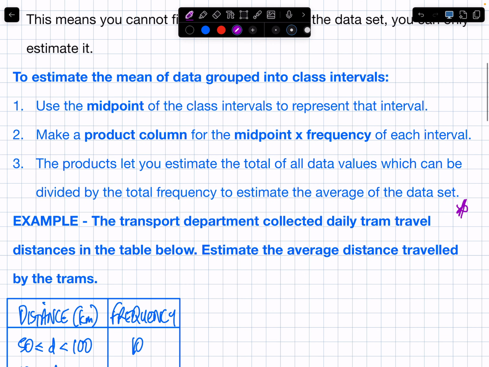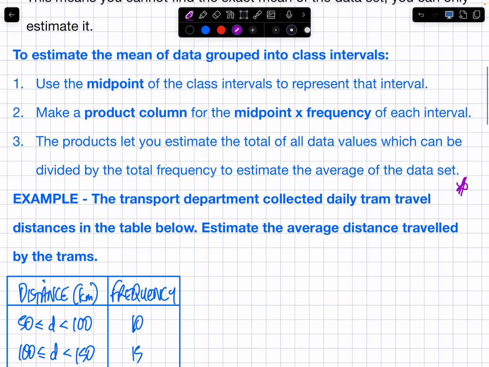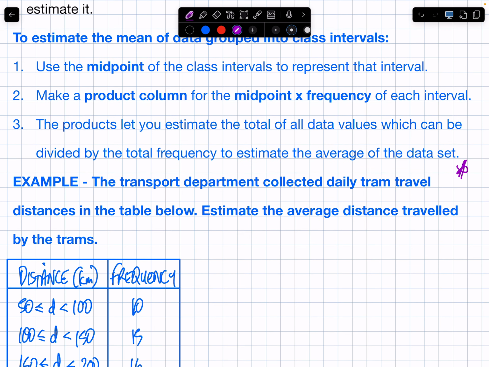So steps again. Use the midpoint. Make a product column. What does product mean? Timesing, multiplication. So you do the product of midpoint and frequency, and then step 3, the products let you estimate the average. You're not going to find the real average. Why aren't you going to find the real average? I don't know what the numbers are. They're all hidden.